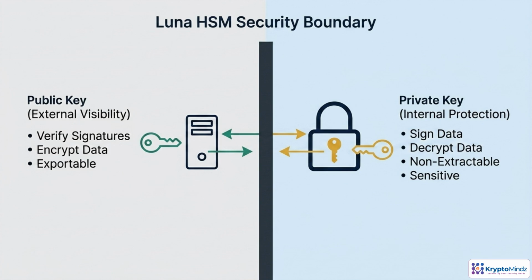Asymmetric cryptography always comes in pairs, a public key and a private key. With RSA and ECC, the public key is the outside half. It can be exported, shared with partners, and used to encrypt data or verify signatures. The private key is the inside half. It stays in the Luna HSM, is marked sensitive and non-extractable, and is used to sign, decrypt, or derive other keys.